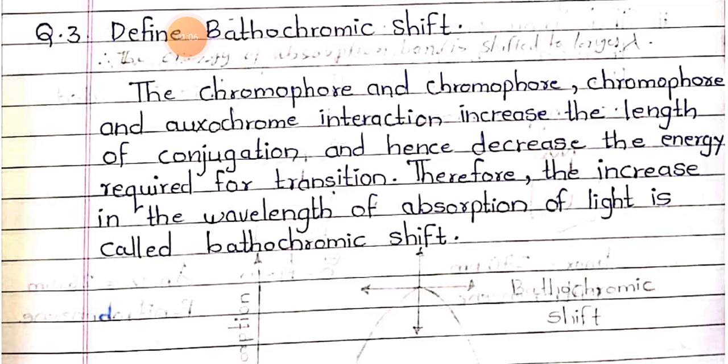interactions: there are two types of interaction. One is the chromophore and chromophore interaction, and one is the chromophore and auxochrome interaction, which increase the length of the conjugation. What is conjugation? Conjugation is present in bond systems. For example, if you consider the benzene ring system, in that benzene ring system there are 3 double bonds. Conjugation means alternating double bond, single bond, double bond. I will show you what conjugation is.